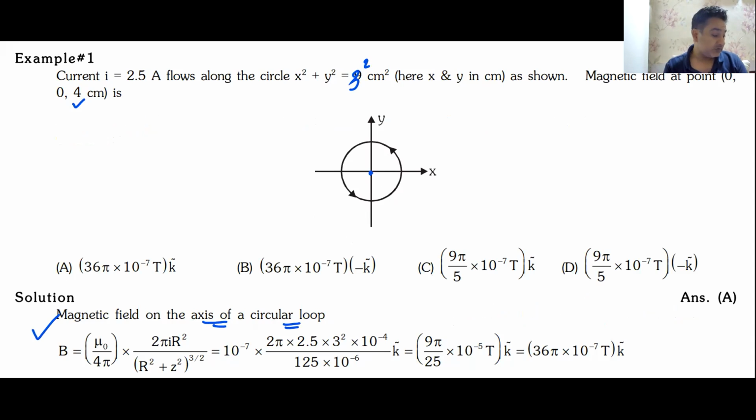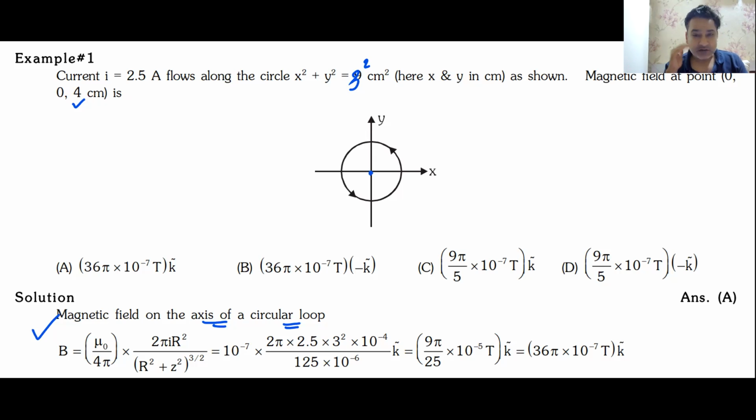This is how questions are framed, and a simple question may look a very complicated one. It is as simple as it gets. The loop is in the xy plane. x square plus y square is equal to 3 square, or r square, and they are just asking the magnetic field on the axis of the loop.